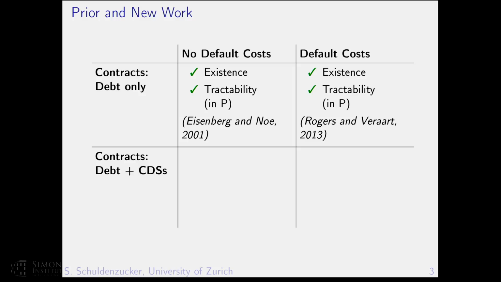Yeah, so this was shown after 97. Okay, so it didn't help Stiglitz at that point. The goal of our work is to extend the set of possible contracts to CDSs, or credit default swaps.